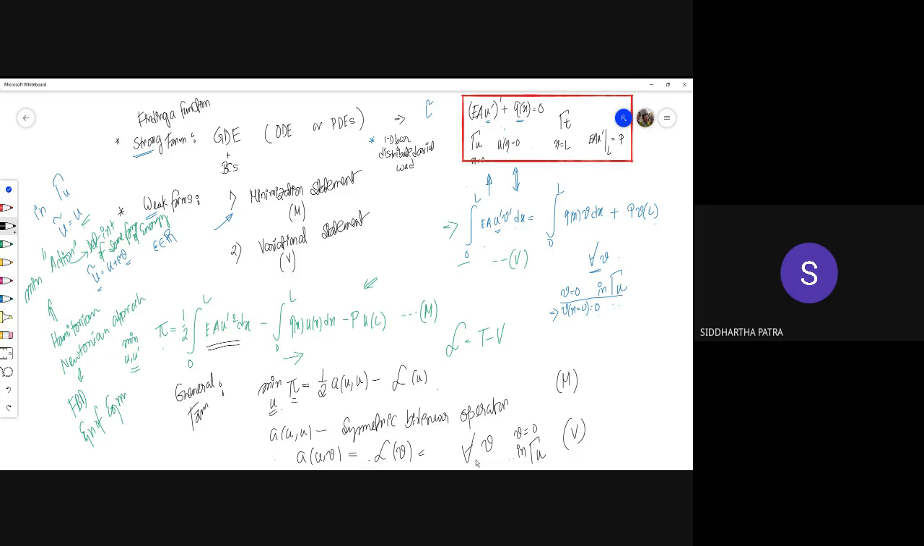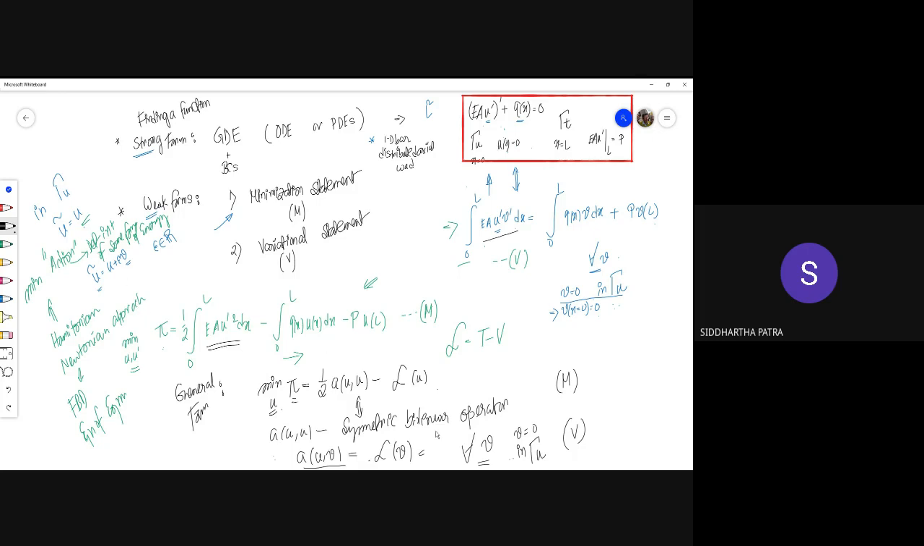And key to this argument is the arbitrariness of v, which essentially establishes the equivalence of these two statements. Okay. Now this a(u,v) is nothing but integration of EA u prime v prime in relation to the bar problem. Okay. And now we would do a generic proof that the M statement and V statement are equivalent of one another. That means if you have one, you can get the other one.